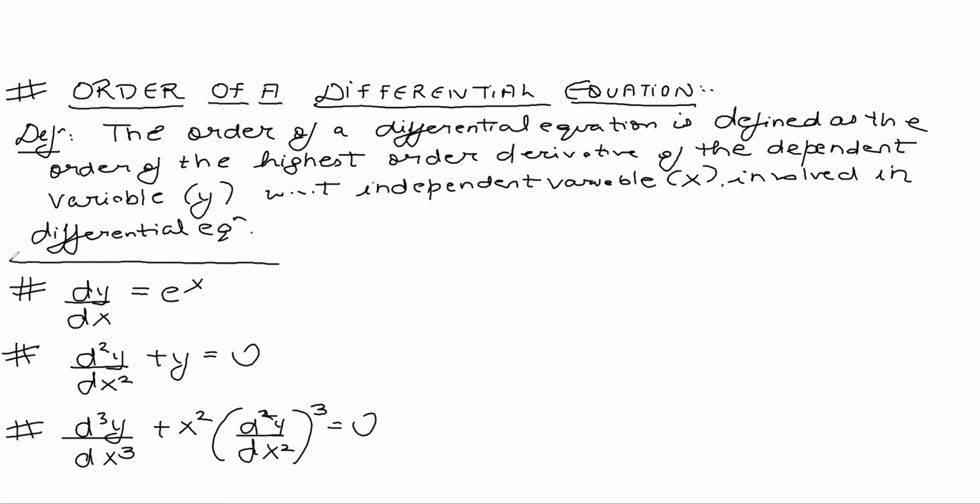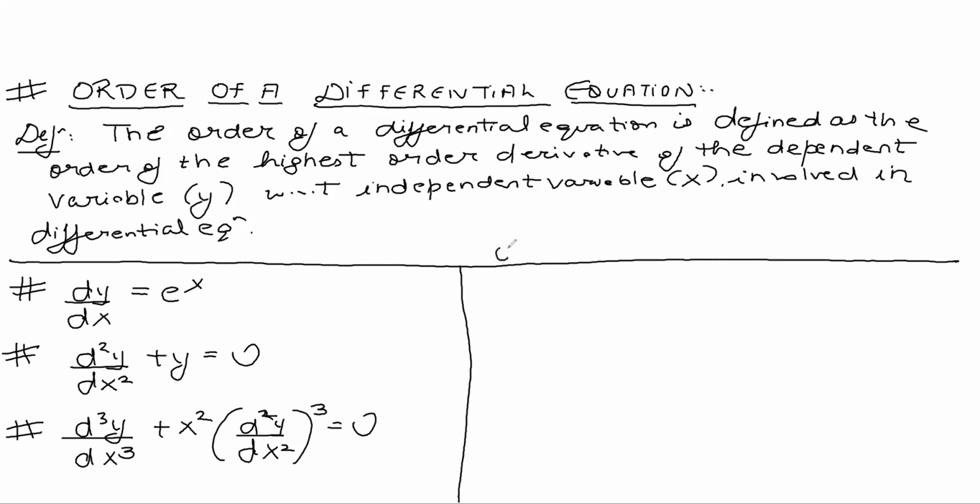So let's find the order of these differential equations. So guys, look at the first equation. If you look at dy by dx, this is of what order? This is of order 1. It's a first order derivative. So what will be the order of this differential equation? The order of this differential equation is 1, because it consists of first order derivative. The highest order of the derivative is 1.